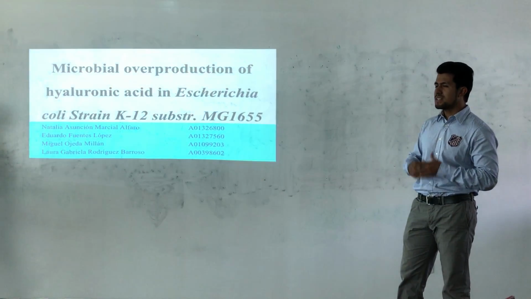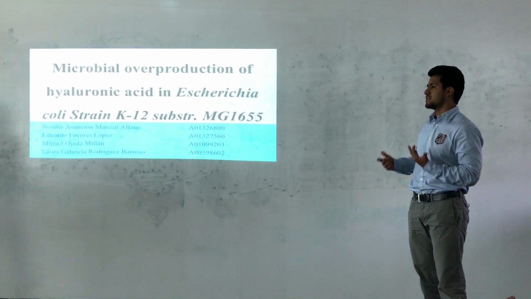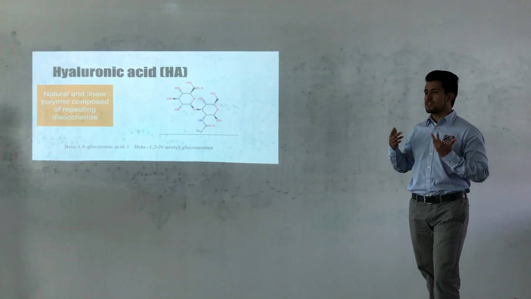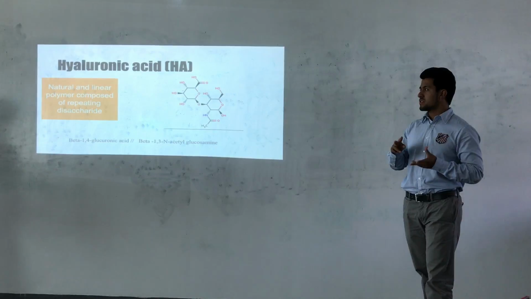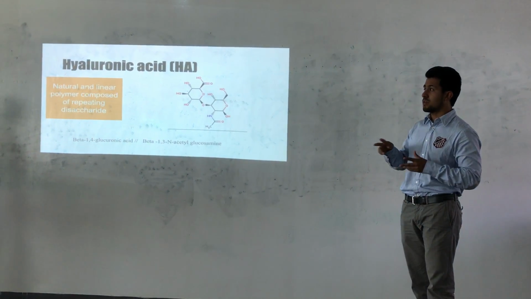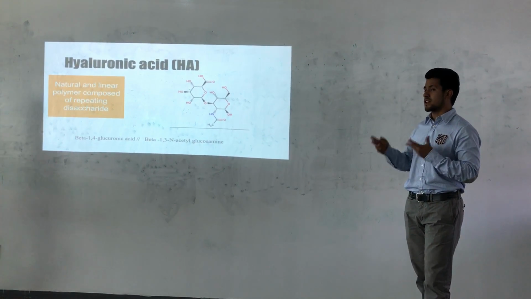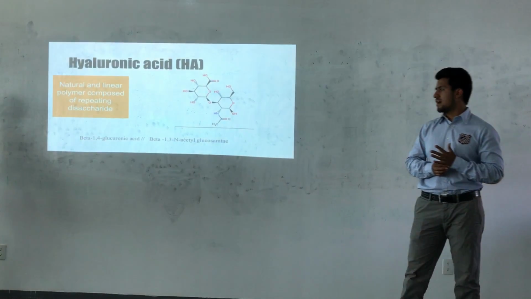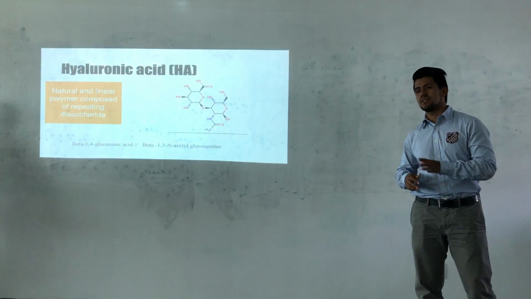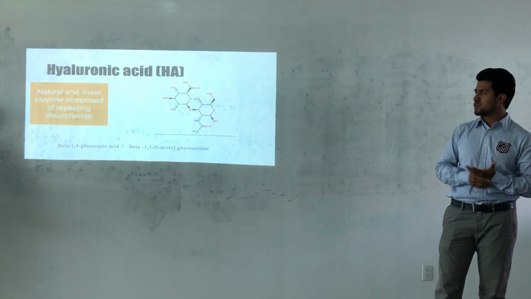Well, what is our project about? Our project is about producing hyaluronic acid, which is a linear polymer made of repeats of two monomers that form a disaccharide. The monomers are beta-1,4-glucuronic acid and beta-1,3-N-acetylglucosamine. Next one, please.